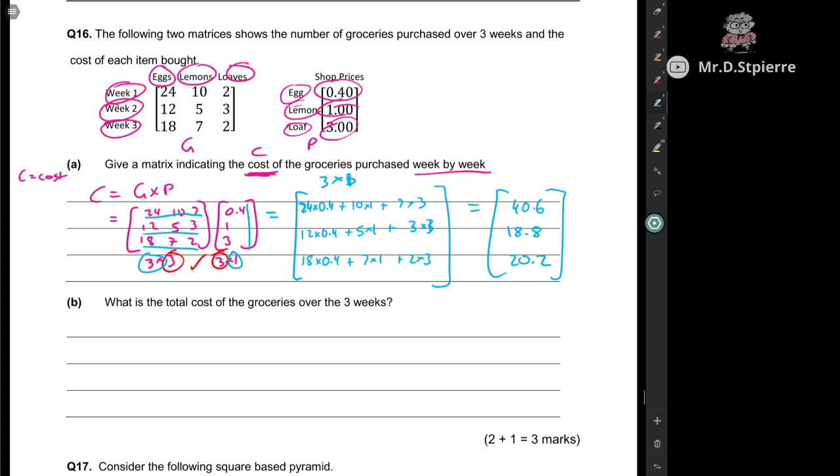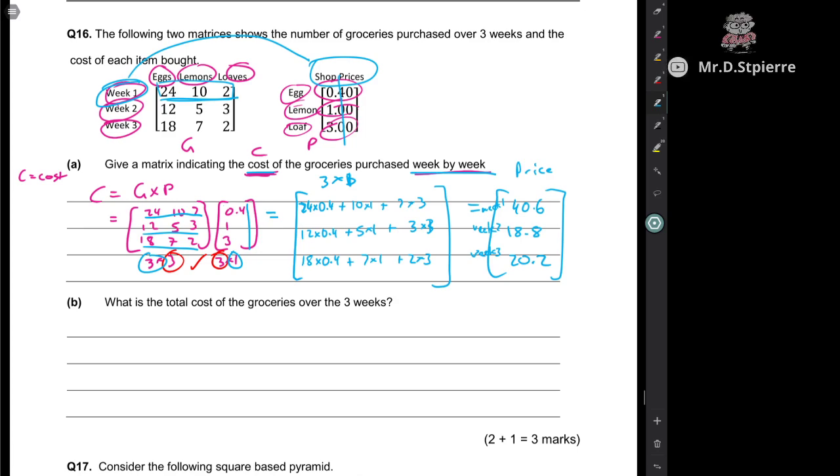20.2. So how do we read this? What we ended up doing is we took the rows, which are our weeks, and multiplied them by the prices down this way. So our resulting matrix is looking at those two column names together. This tells us that this is week 1, this is week 2, this is week 3, and this is the total prices that we paid, or the cost. So that's telling us the cost of the groceries purchased week by week.